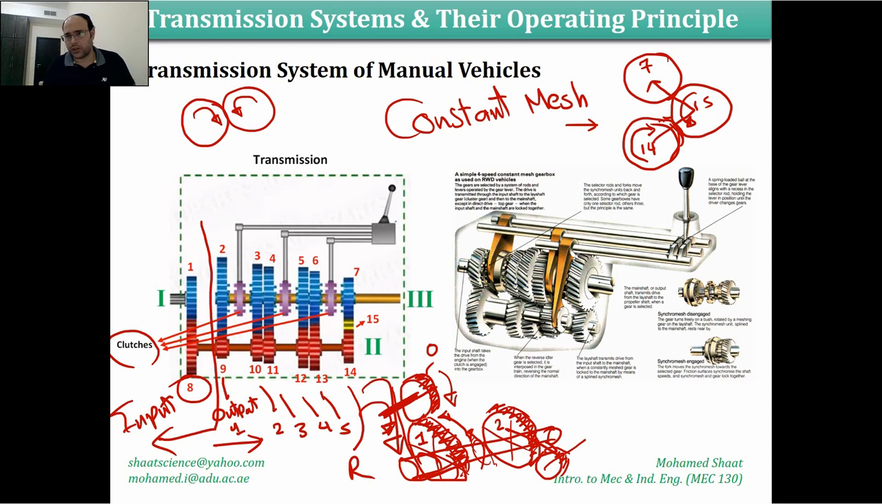This is the reverse gear. Why? Because of this concept. We said that any two gears that mesh together are going to rotate opposite to each other. So 14 is going to rotate opposite to 15, and 15 rotates opposite to 7. It means 7 rotates in the same direction as 14.